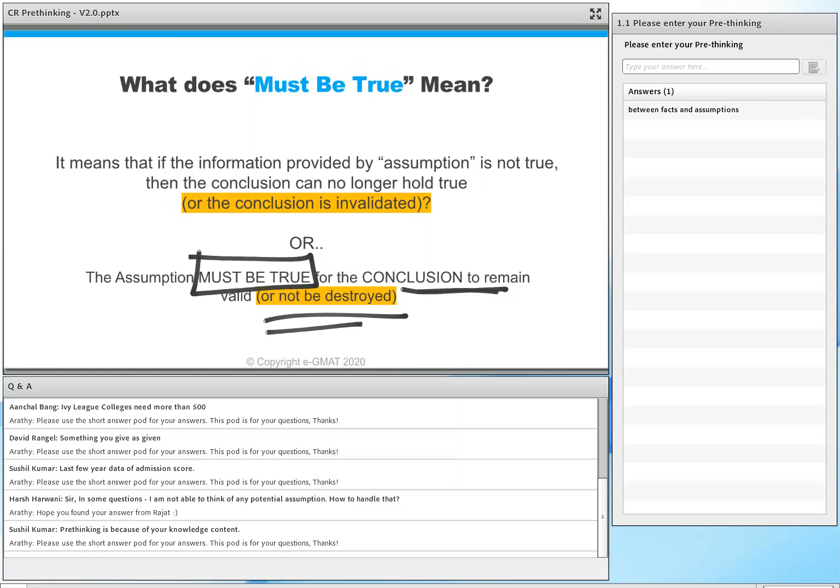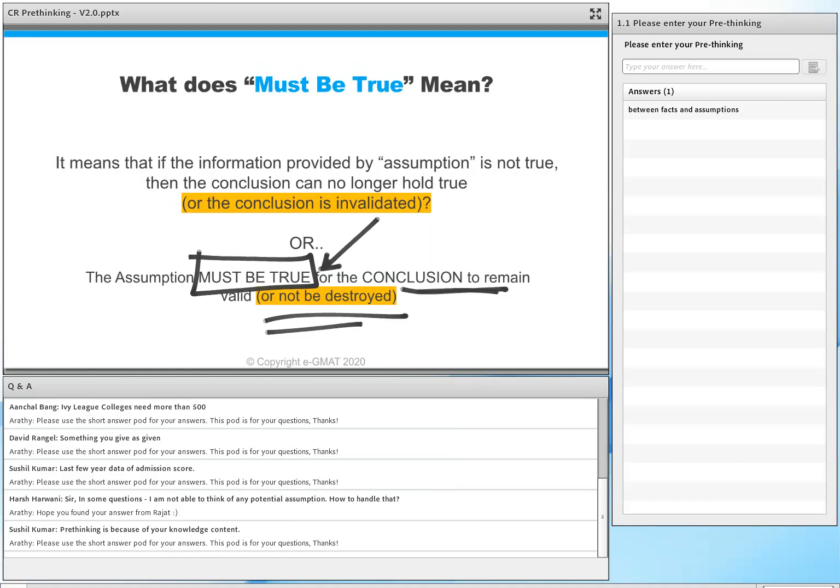Now, this is where each one of you is slightly different. Some people, when they think about pre-thinking, really like to ask the question, what must be true? Some people are more destructive. Some people like me are more destructive, and they really say, how can I destroy the damn conclusion? And when they do that, assumptions start coming to them. Figure out what works for you.